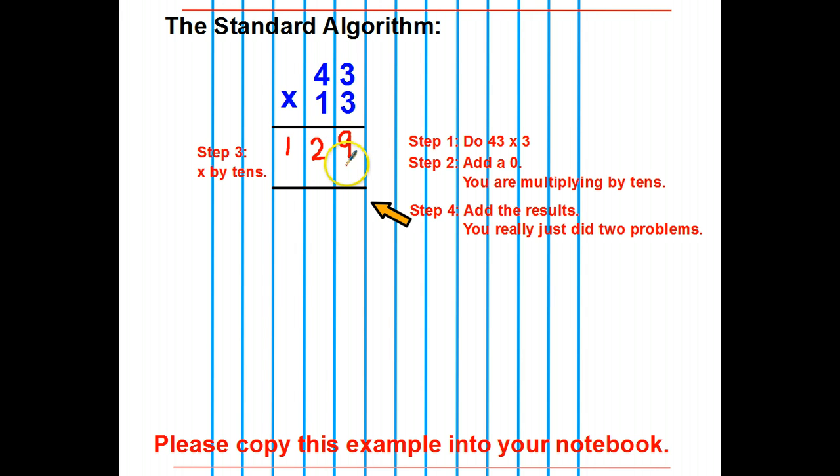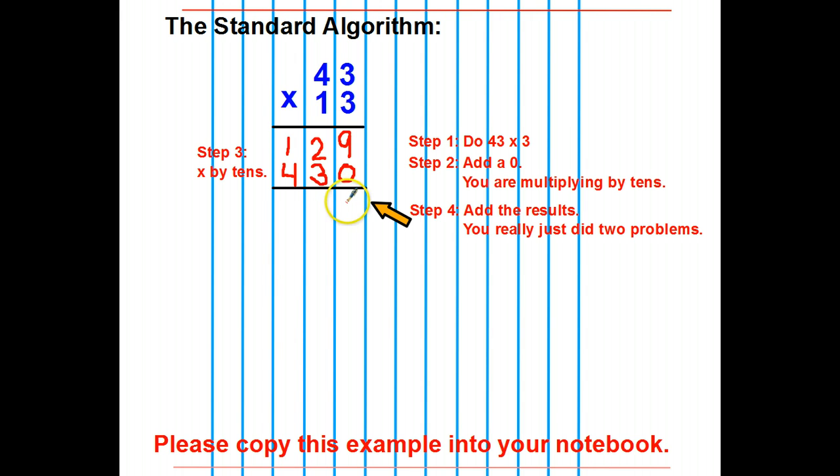But our next problem is 43 times 10. So if I'm multiplying by tens, I've got to put a 0 here to keep that place. This is not multiplying by 1. This is not 43 times 1. This is 43 times 10. So 10 times 3 units is 3 tens, and then 10 times 4 tens gives me 40 tens.